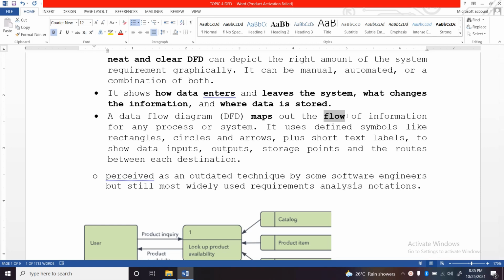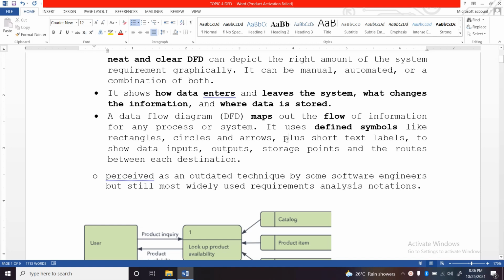And then, as I've said earlier, it uses defined symbols. What are the symbols that we can use later on? What are the symbols that we can use in creating data flow diagrams? So we have, you can see later on, rectangles. We also have circles. We will also use arrows, and let us not forget the short labels, or text labels.